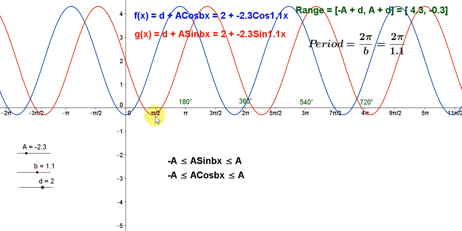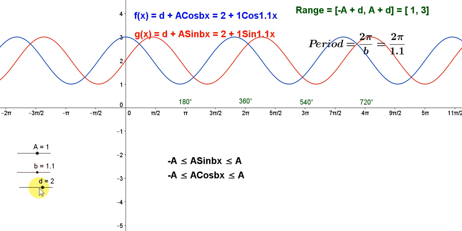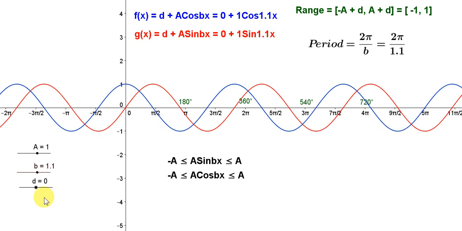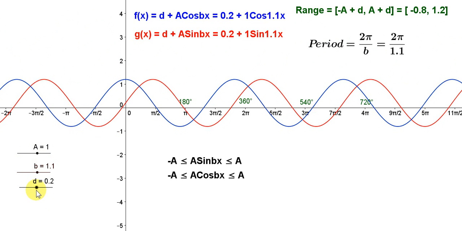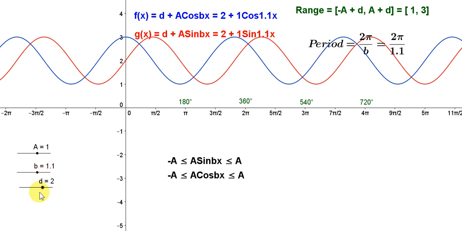And you can see what that has done to the range. So we have to add 2 onto the lowest value and 2 onto the highest value. So I'll make a 1 again. Bring d back to 0. So this is when a is 1, the range is from minus 1 to plus 1. So if I increase d, say to 2, now the range has gone from minus 1 plus 2, which is plus 1, to 1 plus 2, which is 3. So the range is from 1 to 3.